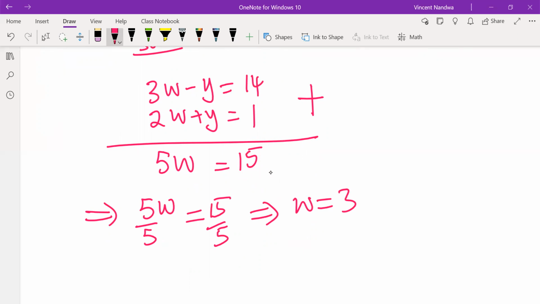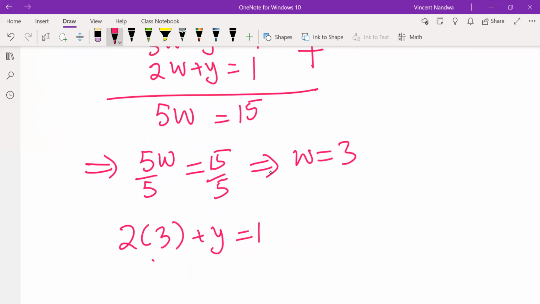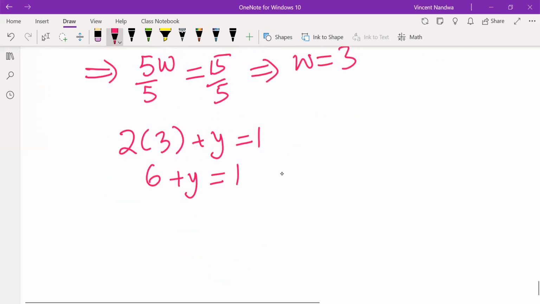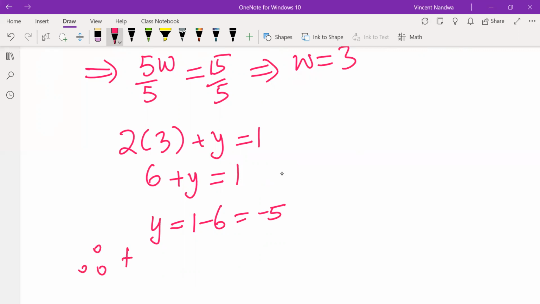And then using the second equation, it'll be 2 times 3 plus y equals 1. So 6 plus y equals 1. So y equals 1 minus 6, which is minus 5. So therefore, the solution is w equals 3 and y equals minus 5.